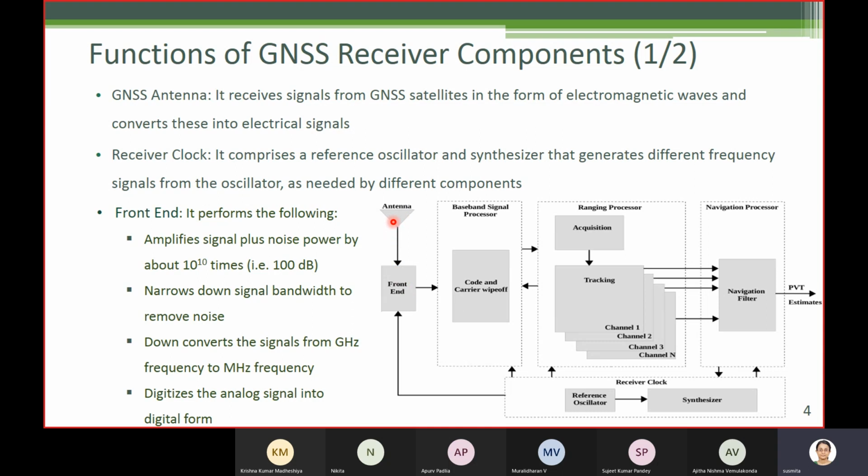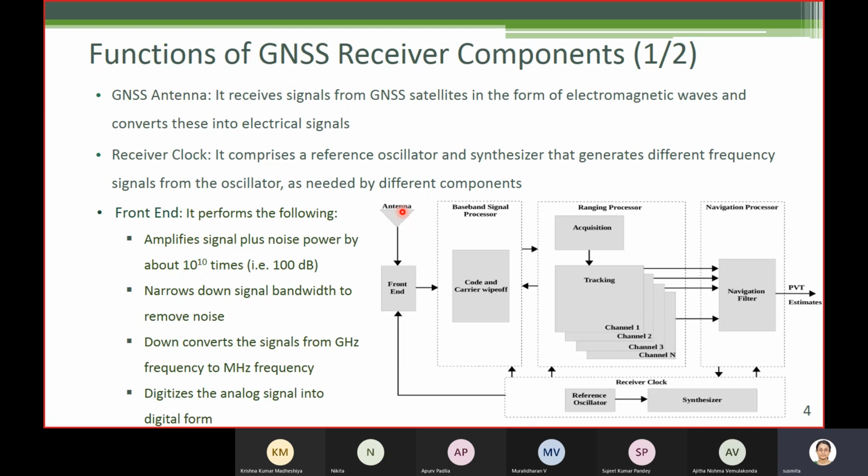Now you will be surprised to know the order of magnitude. It is on the order of 10 to the power minus 15 to minus 16 watts in case of GPS. In case of IRNSS, depending on what signal power is pumped, it will be lower, because it has to travel a longer distance. Now, when the signal is picked up by the antenna, it also receives noise.